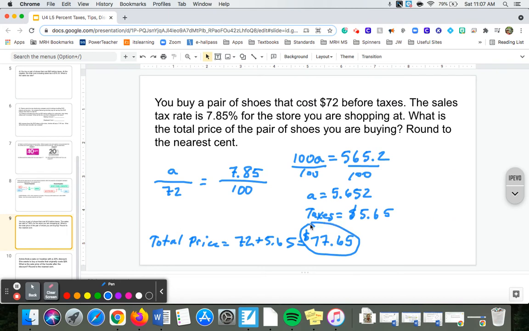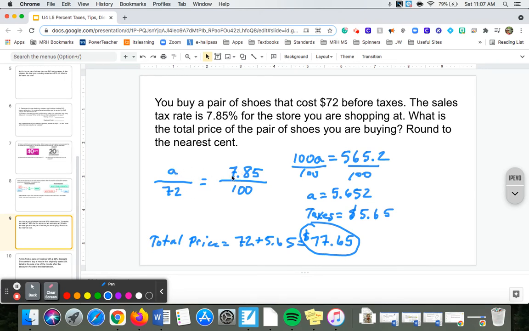So that is how you would find the total price. Again, you have to find the taxes first, and then you are adding the tax amount to the price of the shoes or whatever item it is you're buying. So there's a lot of different variations that could go into this problem as well. So again, it's important to understand why I put these numbers in these places.